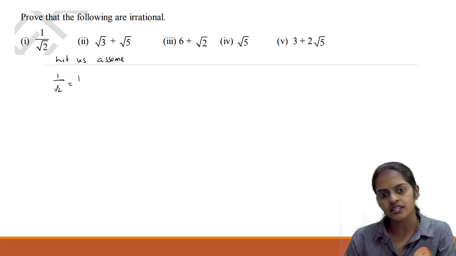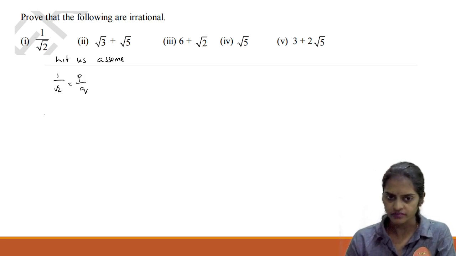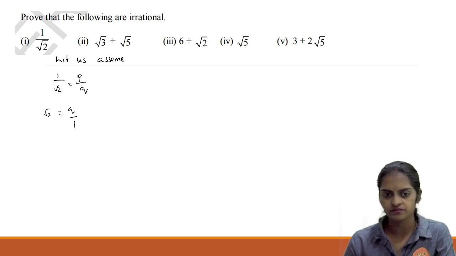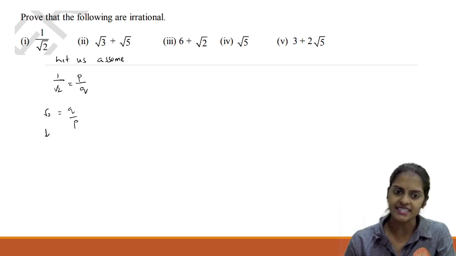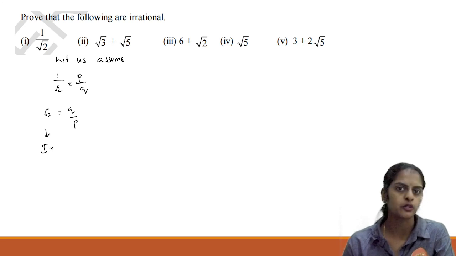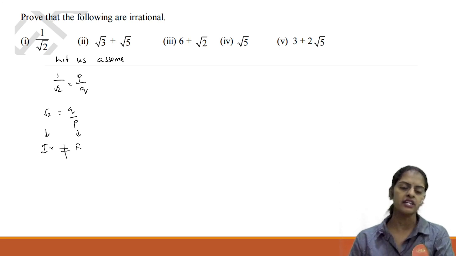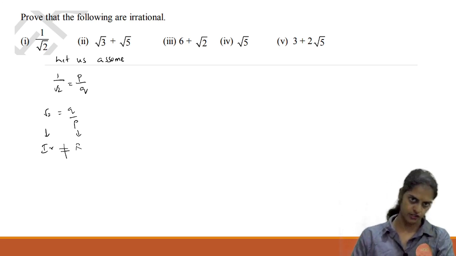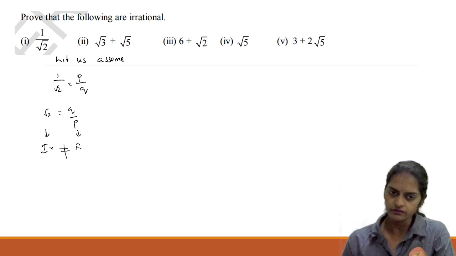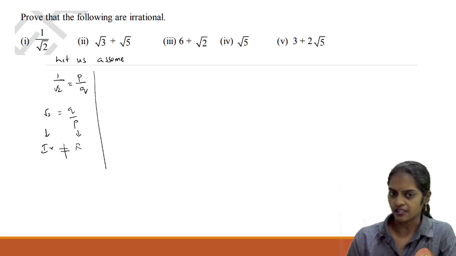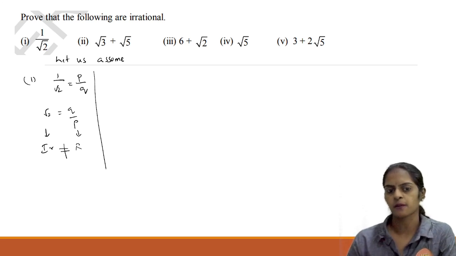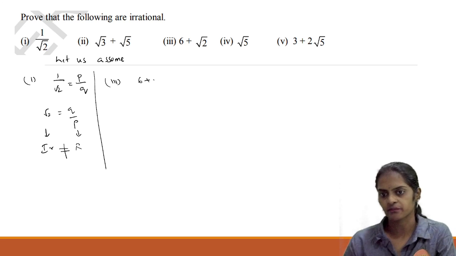So if it is rational, it is of the form p by q. Now just take the reciprocal. So this side is an irrational number, you know root 2 is irrational, and this side is a rational number. So irrational cannot be equal to rational. It's a contradiction. So therefore 1 by root 2 is irrational. Okay, this is the first bit. Now let me do the third bit first.